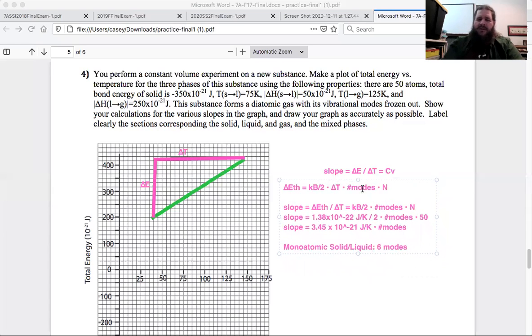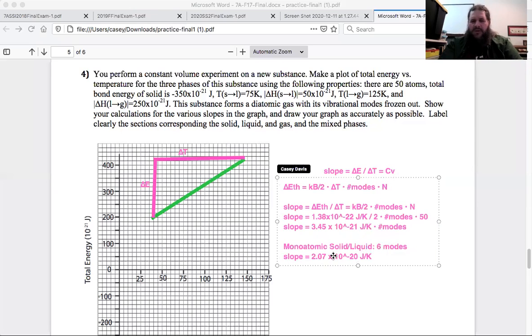Because whether it's a solid or a liquid, it's in a bonded state. So the molecules or the atoms have 3 translational modes because they can move, and 3 vibrational modes because they can interact. So that means the slope in solid or liquid form is going to be that 3.45 times 10 to the negative 21 times 6. So we multiply that times 6, we get 2.07 times 10 to the negative 20 joules per Kelvin. So that's the slope for solid or liquid form. And ultimately, we're going to be graphing just some lines. We now know the slope of those lines if we're in solid or liquid form.